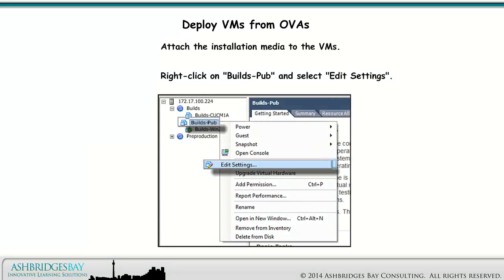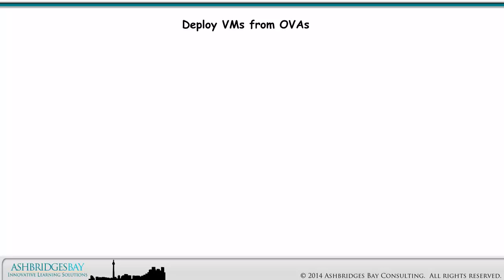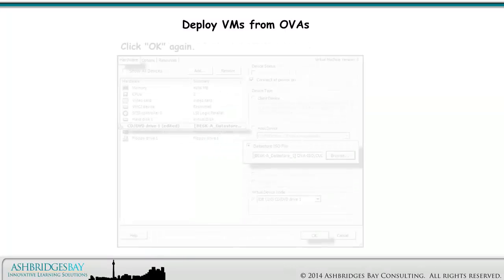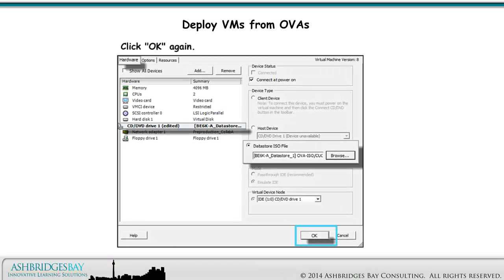Attach the installation media to the VMs. Right-click on Builds Pub and select Edit Settings. On the Hardware tab, select CD/DVD drive 1. Check the box beside Connect at Power On. Select the Data Store ISO File radio button and click Browse. Click OK again. Attach the installation media to all the VMs in the cluster.